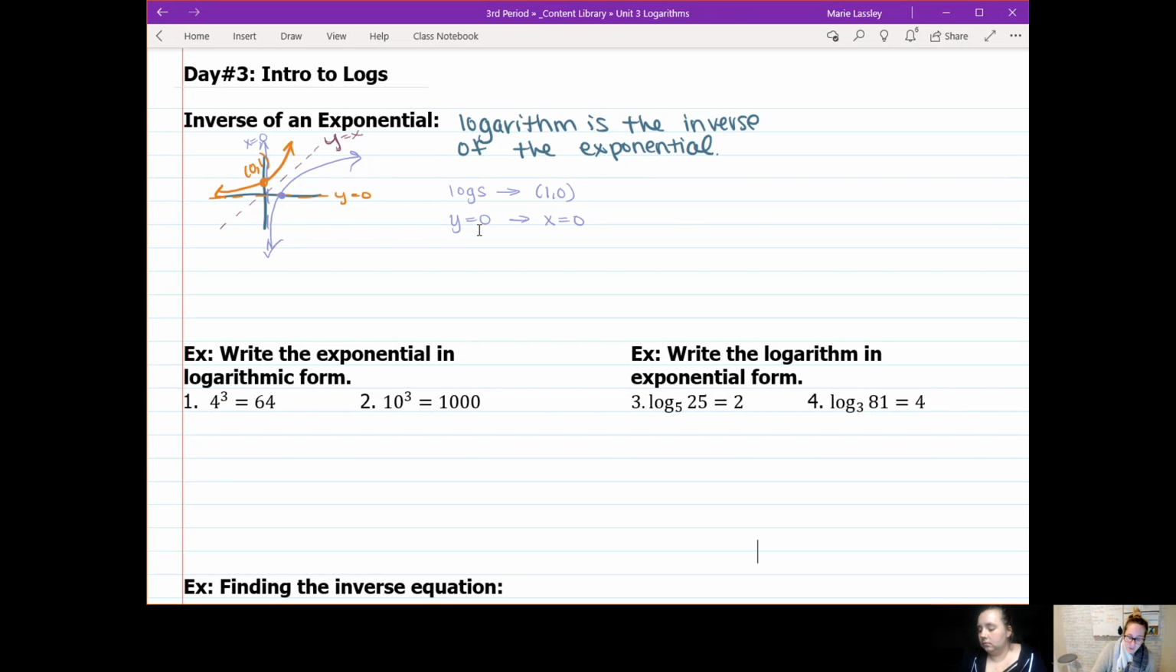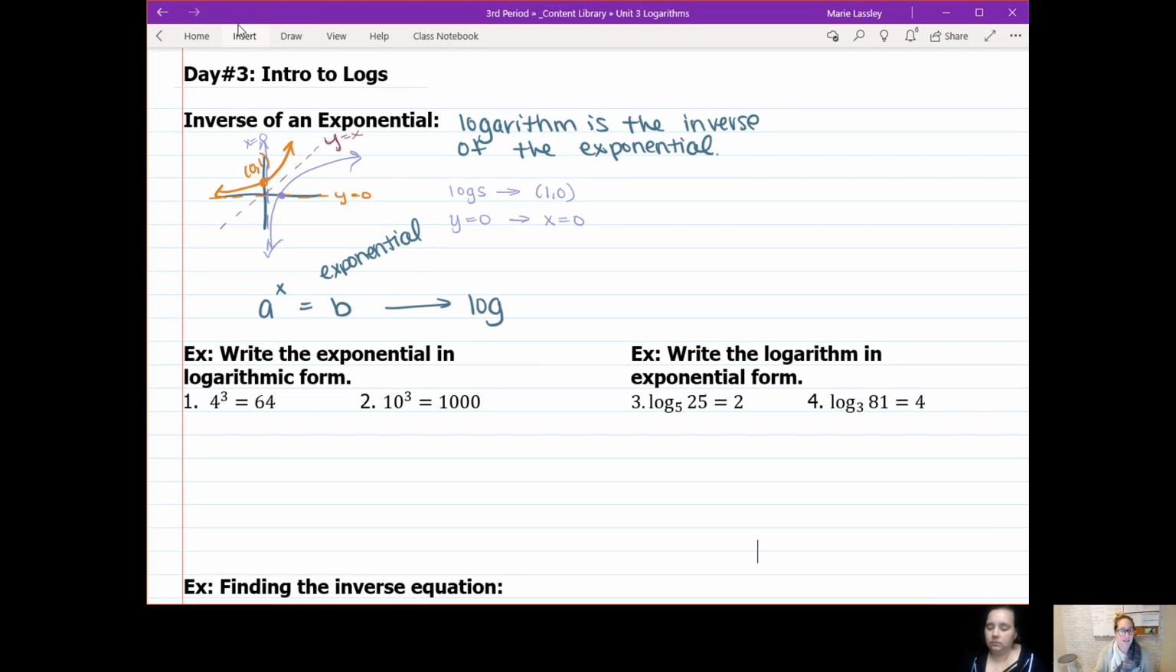Now for the equation, this is the part that people tend to not like the most. If you have the exponential equation a to the power of x equals b, so a to some exponent equals some number, and you want to transform that into a log, this is the exponential.